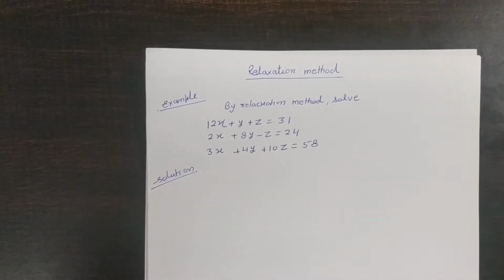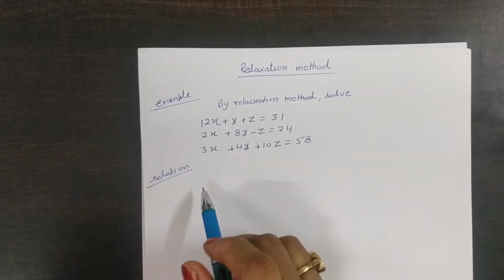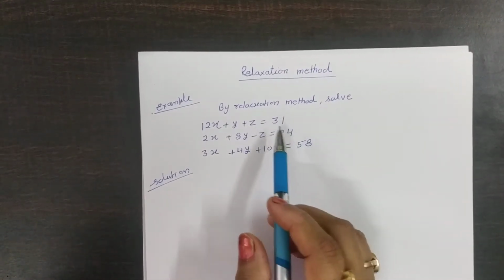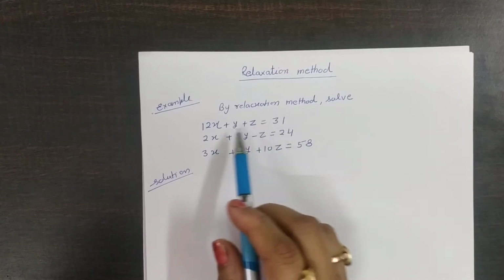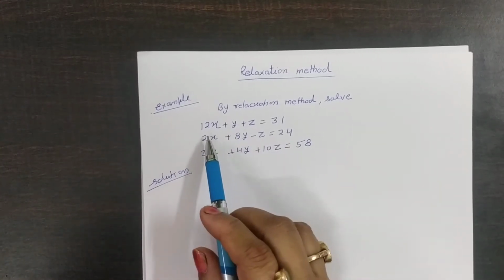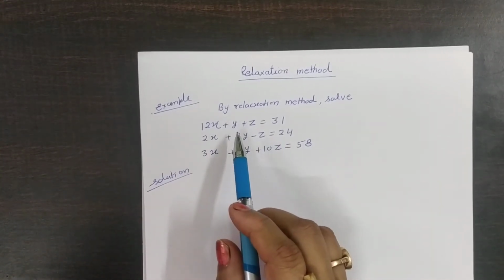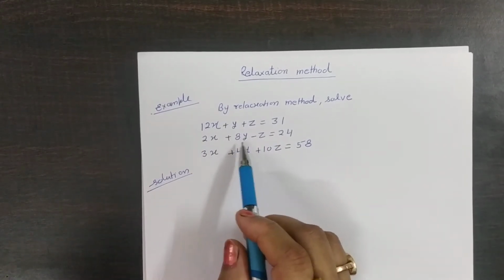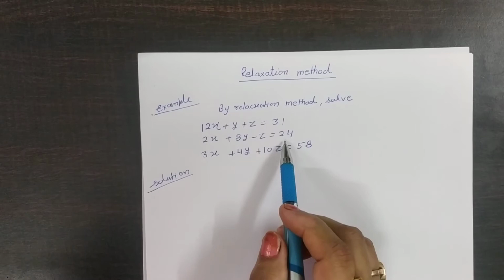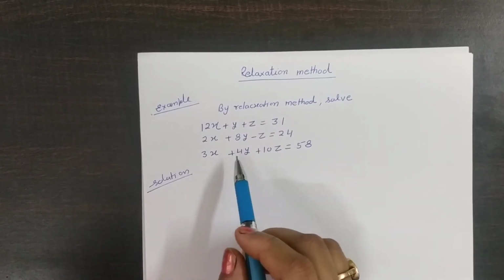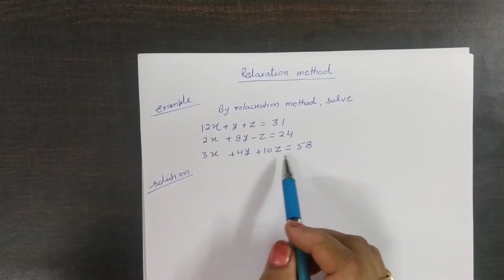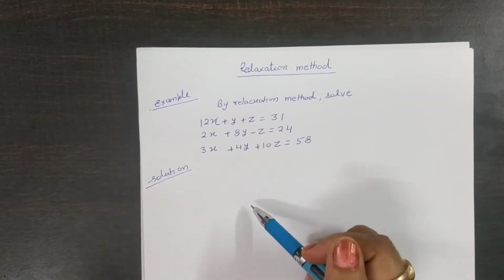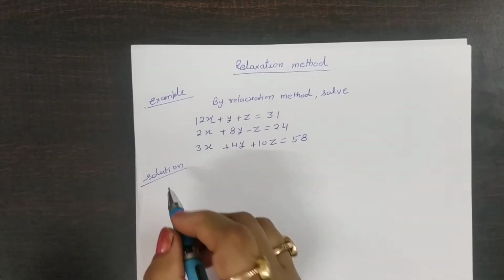Yes, students, today I will explain the relaxation method. The problem is the simultaneous equations: 12x plus y plus z is equal to 31, 2x plus 8y minus z is equal to 24, 3x plus 4y plus 10z is equal to 58. Solve this system of equations by the relaxation method.